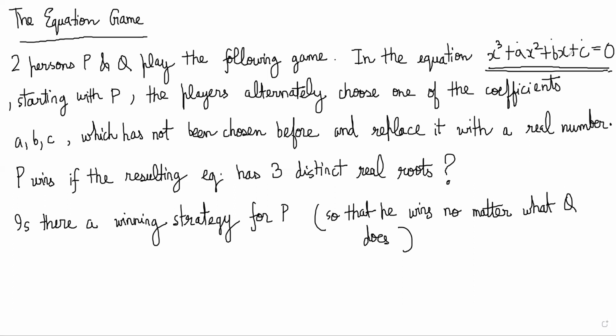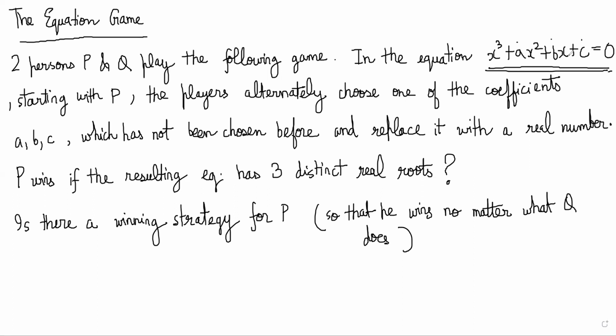And then finally, P can choose the remaining coefficient, right? So eventually they will take turns, and in three turns the whole equation will be set. A, B, and C will be assigned some values. Now the question is stating that P wins the game if the resulting equation has three distinct real roots. So no matter what Q and P choose, if the final equation has three distinct real roots, then P wins the game, right? The question being asked is whether there is a winning strategy for P.